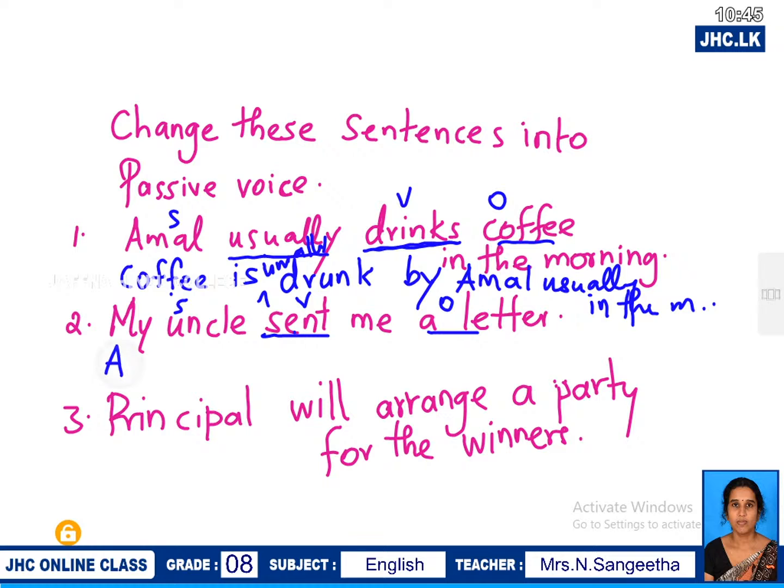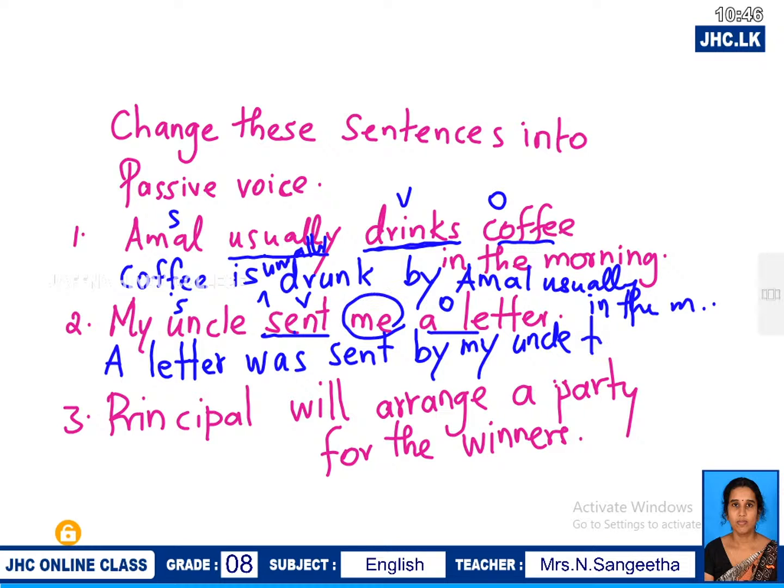So bring it to the beginning. A letter. Singular and the simple past tense. So a letter was. Plus past participle of send is also sent. A letter was sent by my uncle. இங்கே இந்த மீ இருக்கு. இந்த மீ கொண்டு to me. Right? A letter was sent to me by my uncle and இந்த to me இங்கேயும் வரலாம் அல்லது by my uncle to me. Right? A letter was sent. இவ்வளோ தான் உங்களுக்கு important. A letter was sent by my uncle.